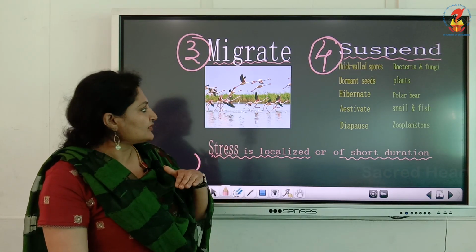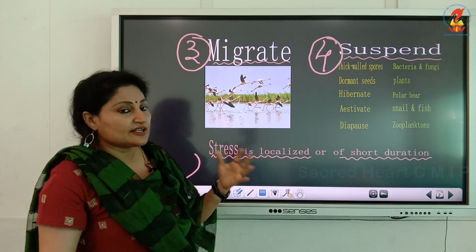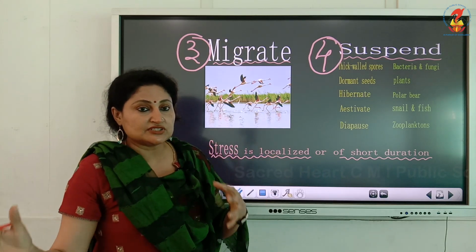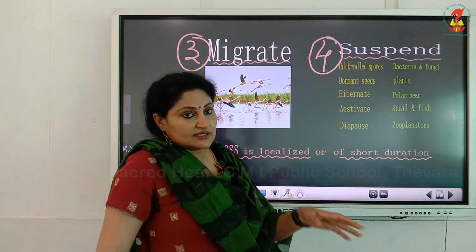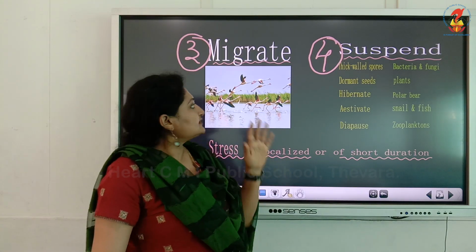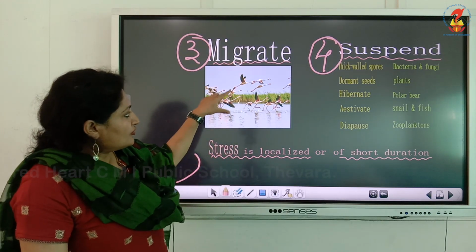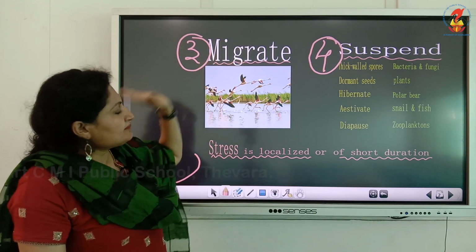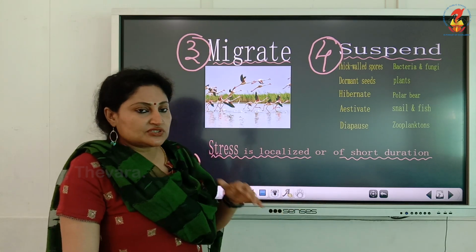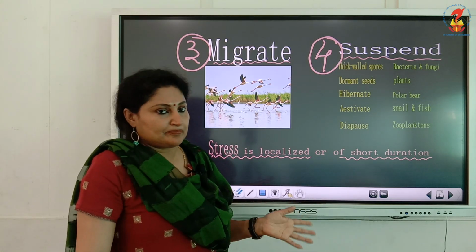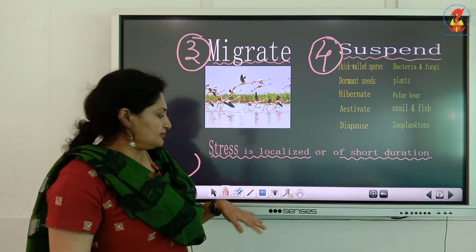So it's a temporary shift of these animals, and usually it's a mass movement from the region where there is stress to a more hospitable region, and after the stressful condition they return back. This is an example of the Arctic tern, which is depicting migration. We have the Siberian crane; many birds migrate just to escape in time. They come back to their original place.